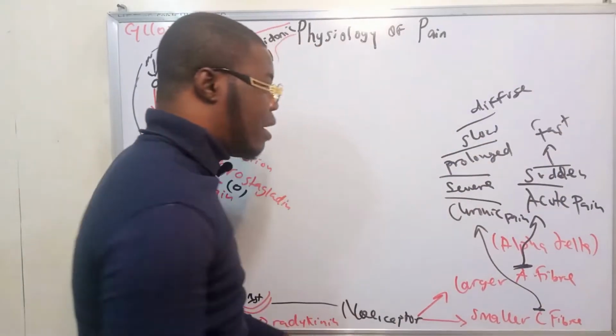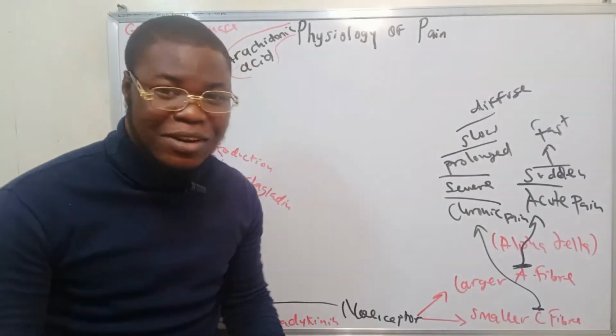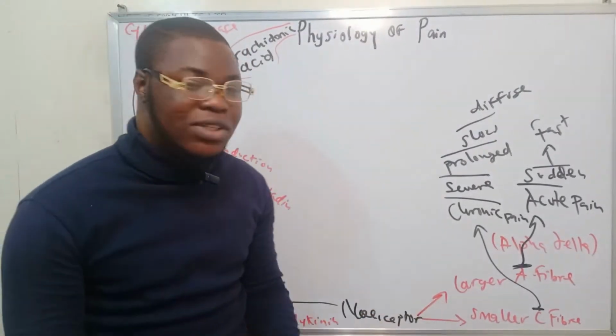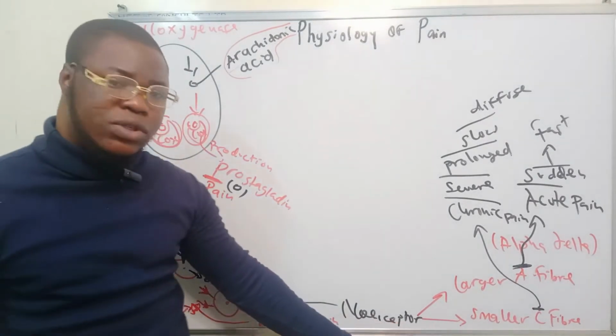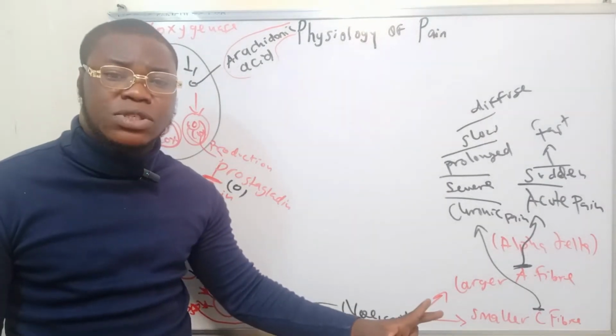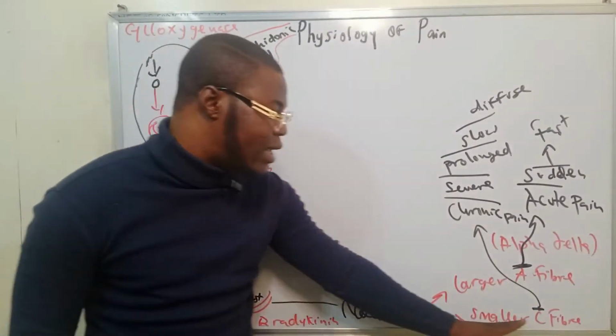I'm sorry about my voice, I'm just a little bit tired today. Now, back to what we were discussing. The point is that this first order neuron consists of nociceptors. And we have two types of nociceptors: the larger A fiber and the smaller C fiber.